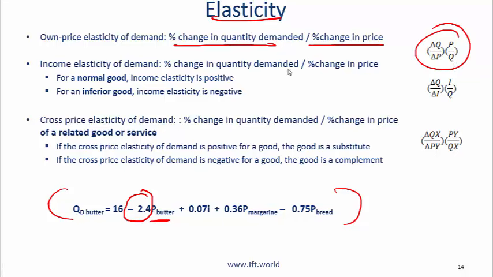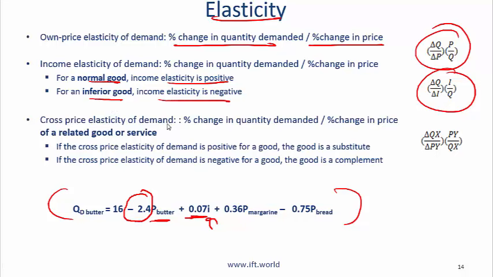Income elasticity of demand has the exact same form. Instead of price, however, we have income, and the change in Q over change in I is essentially the coefficient of the income variable on the demand function. For a normal good, the income elasticity is going to be positive. For an inferior good, the income elasticity is negative.